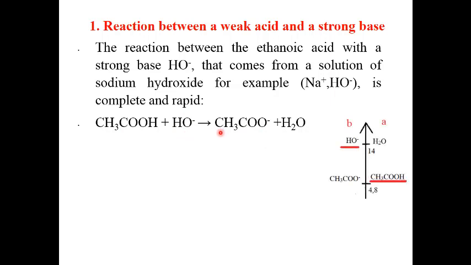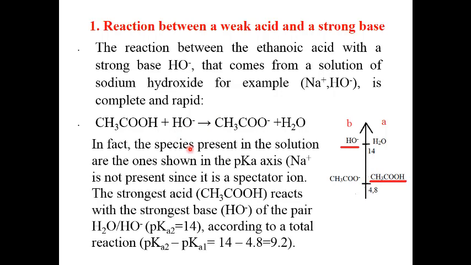Now, in this case, as we did in chapter 6, what are the species present at the beginning of the experiment? We have HO- deriving from the strong base, and we have CH3COOH. So the strongest base will react with the strongest acid, as shown in this equation. In fact, the species present in the solution are the ones shown on the pKa axis. Na+ definitely is a spectator ion, as explained previously. Now, pKa2 minus pKa1 is equal to 14 minus 4.8, because this is the base and this is the acid.